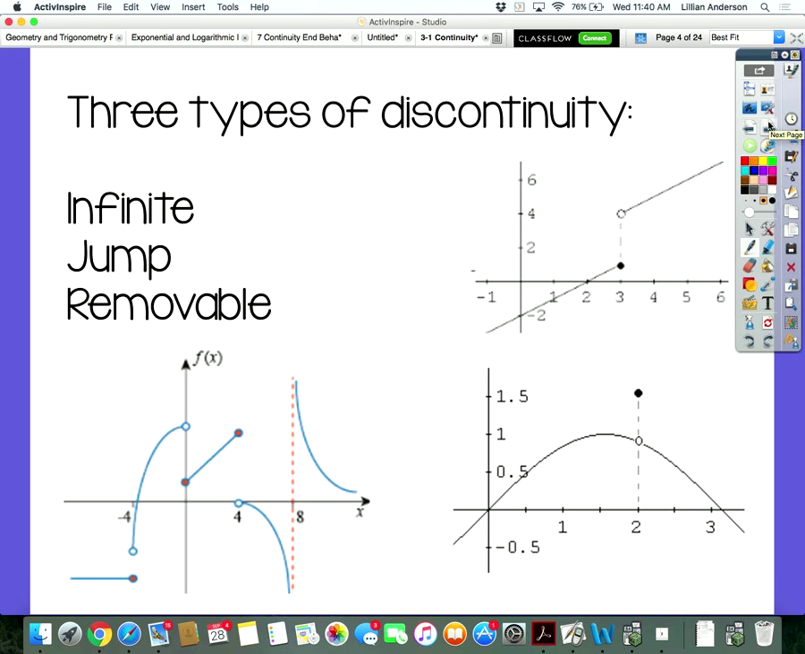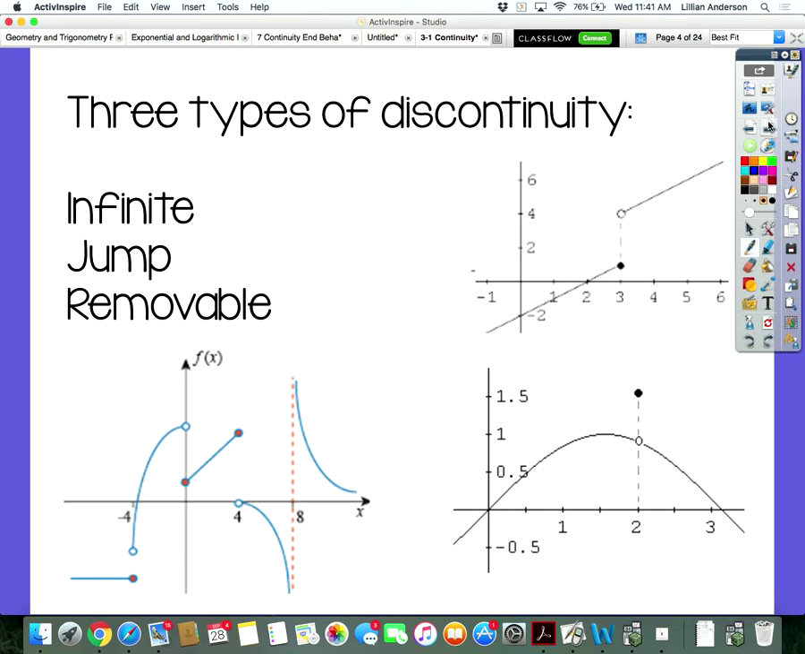Now, there are 3 different types of discontinuities. You have infinite, you have jump, and you have removable. Okay? You have those 3 different types of discontinuities, and the pictures that you see up here are examples of these discontinuities. Now, again, you do not have to get these pictures down. When I give you your foldable and whatever else we're cutting and gluing out today, you'll have examples of these things, okay? Not these necessarily, but examples of these things, okay? You have these 3 different types.